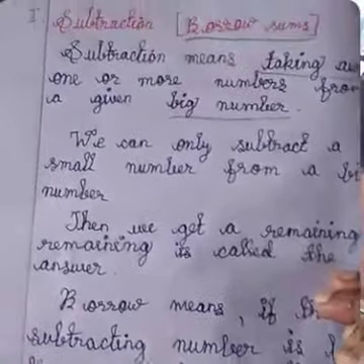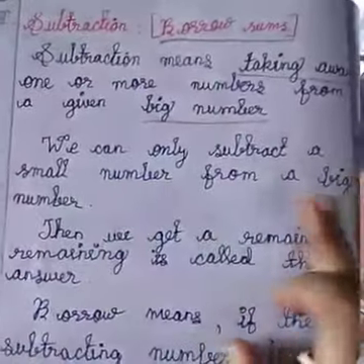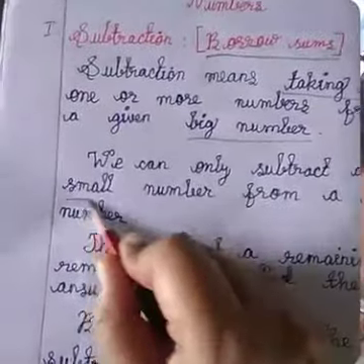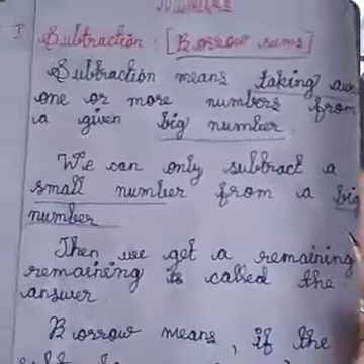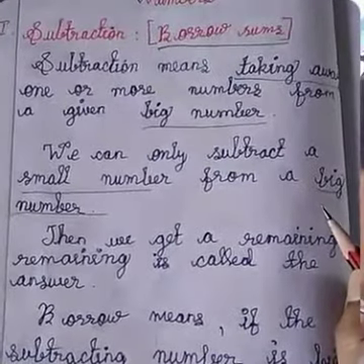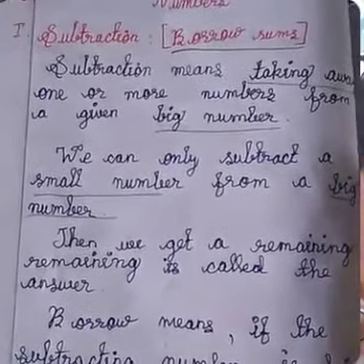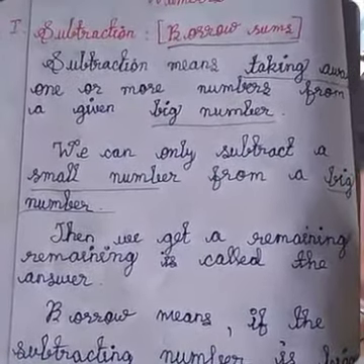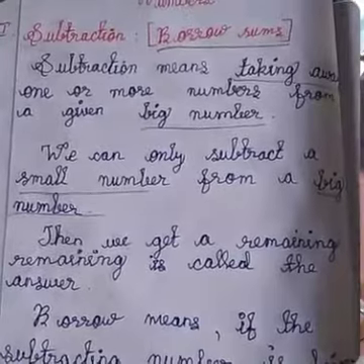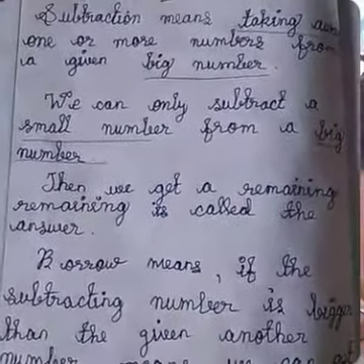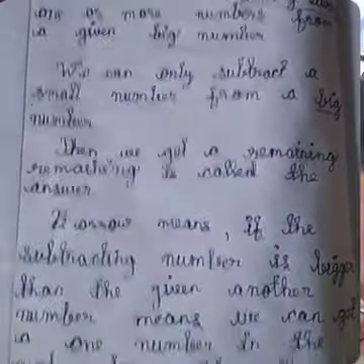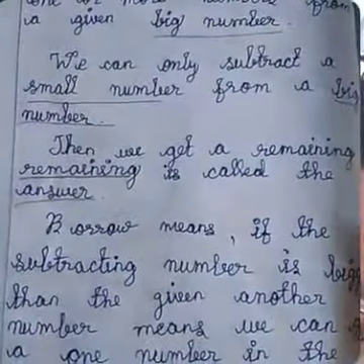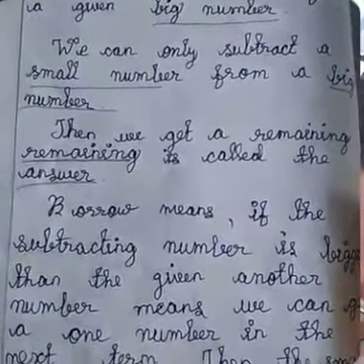Listen, we can only subtract a small number from a big number. Subtracting a big number from a small number is not possible. We only subtract a small number from a big number, and that is called subtraction. Then we get the remaining, which is called the answer. In addition, the total is the answer; in subtraction, the remaining is the answer.